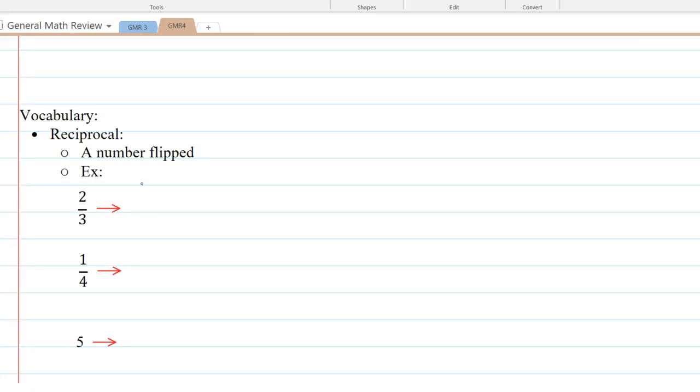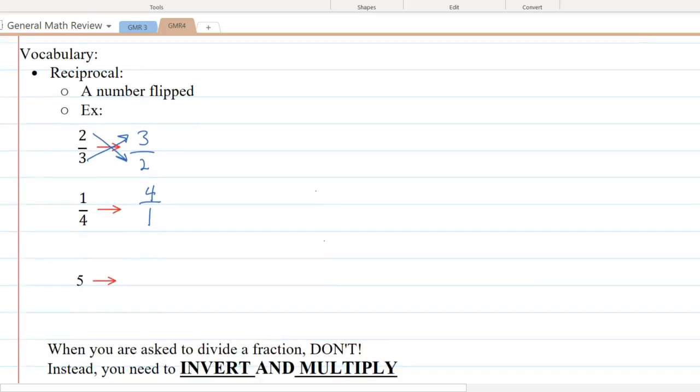So if I have 2/3 and I take the reciprocal of 2/3, I'm left with 3 over 2. We're simply flipping these numbers. The reciprocal of 1 over 4 is 4 over 1. I simply flipped it over. What about the reciprocal of 5? I thought 5 is a whole number. Don't forget about the invisible numbers. 5 over the invisible 1. And that becomes 1 over 5 when I take the reciprocal.